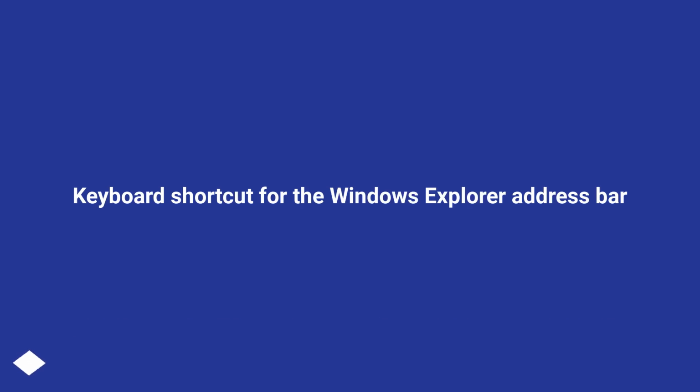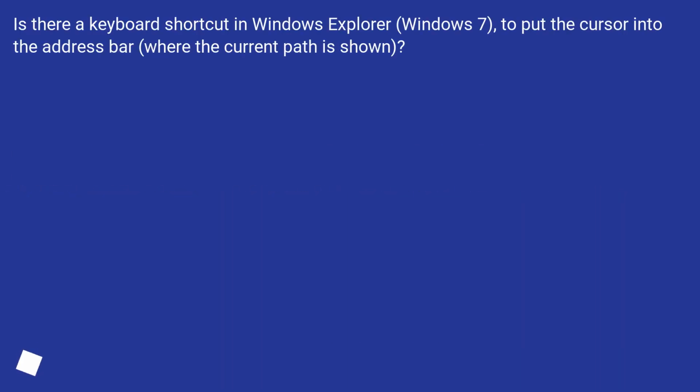Keyboard shortcut for the Windows Explorer address bar. Is there a keyboard shortcut in Windows Explorer, Windows 7, to put the cursor into the address bar, where the current path is shown?